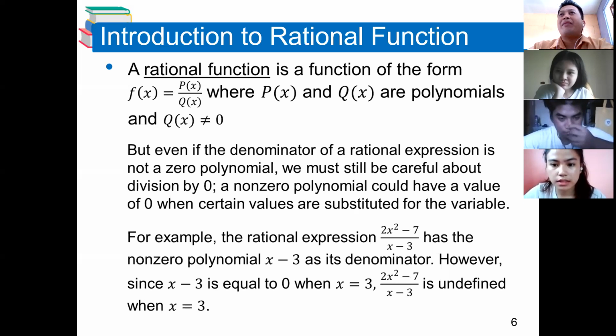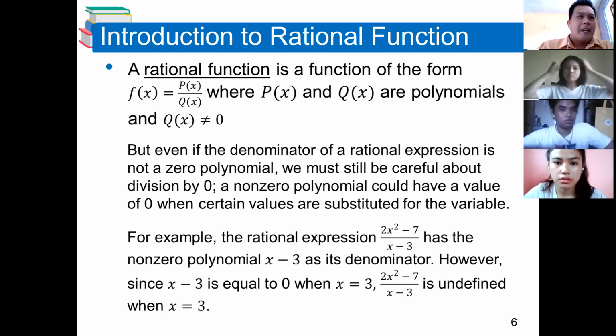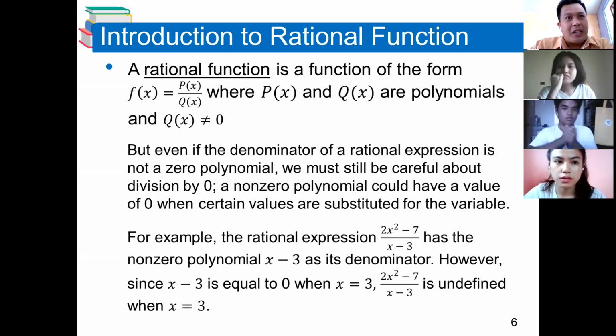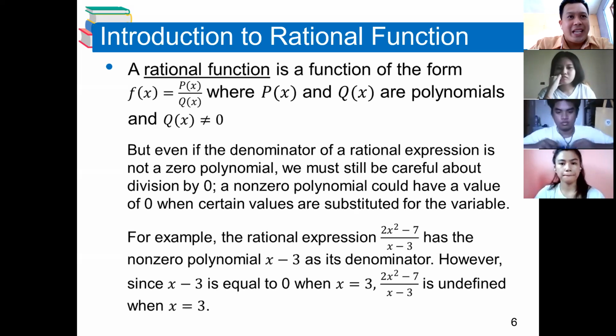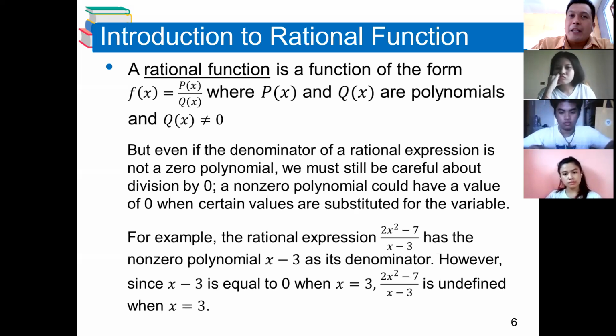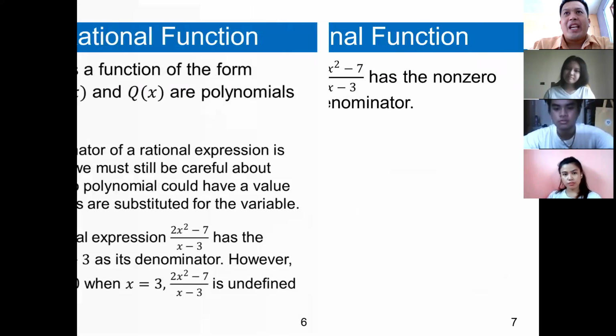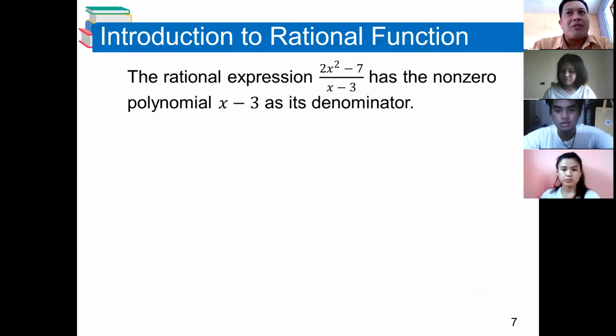So in this case, we have x minus 3 is equal to 0. Equate that to 0, your answer for x is equal to 3. And if you're going to substitute the value of 3, class, what do you think will happen to your denominator? 3 minus 3 is 0. 2x squared minus 7 divided by 0 is undefined. That is why in the definition of a rational function, your denominator should not be a 0 so that the function will not be undefined. Get it?